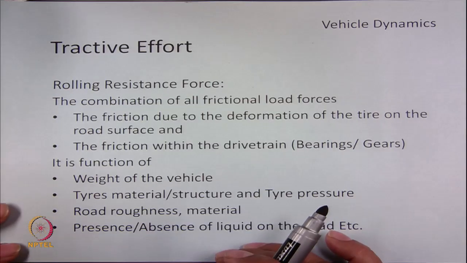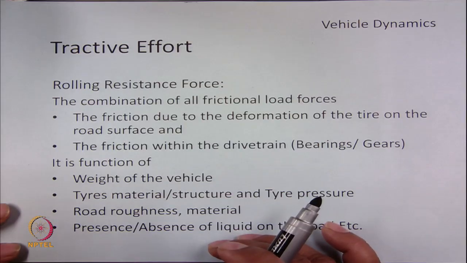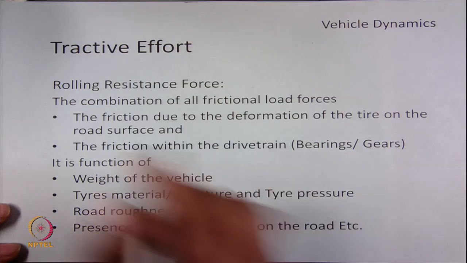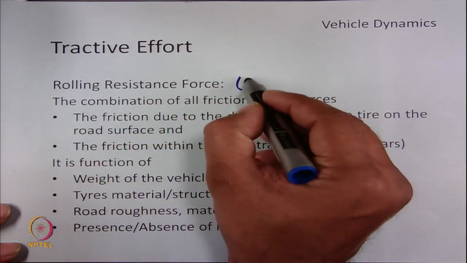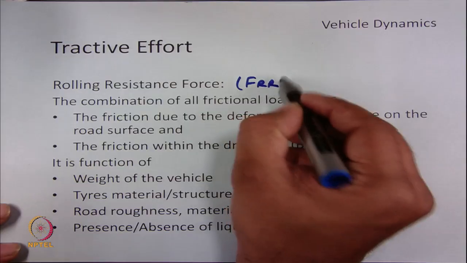Now, let us see the effect of the tire resistance and the road resistance on electric vehicle performance. This force is known as rolling resistance force, which is F_RR.